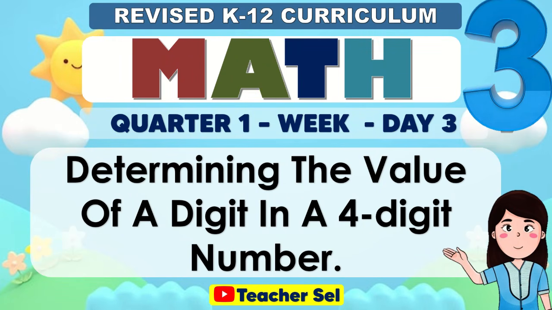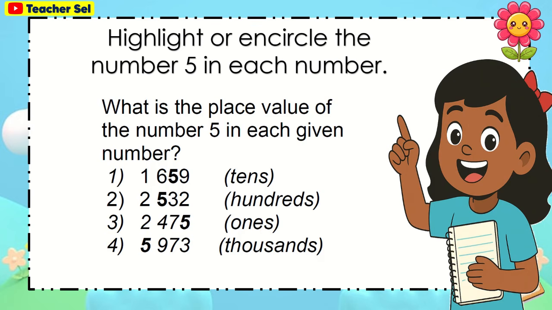For day 3, determining the value of a digit in a 4-digit number. Highlight or encircle the number 5 in each number. What is the place value of the number 5 in each given number? In 1,659, it is tens. 2,532, hundreds. 2,475, ones. 5,973, thousands.